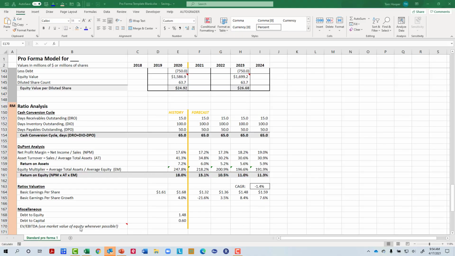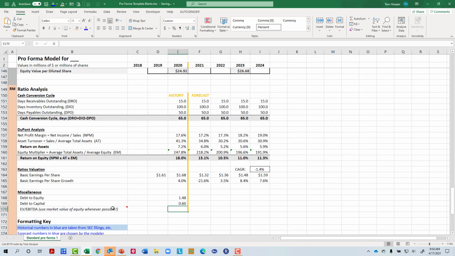And the one remaining ratio is called enterprise value per EBITDA. So it's a measure of how big your firm is relative to the amount of EBITDA that you're throwing off. And it happens to be the average market value of equity plus the average debt minus the average cash. So this is our equity plus our net debt. So if we think of the enterprise value as being debt plus equity, on a net basis, this is how we're going to calculate it.